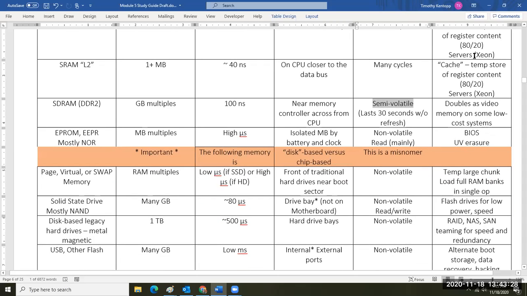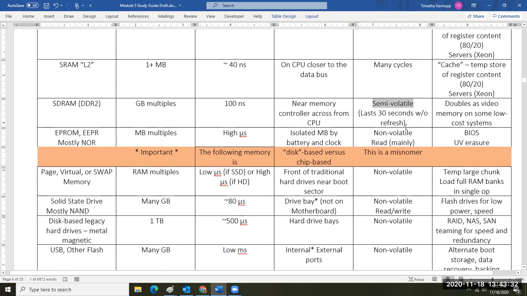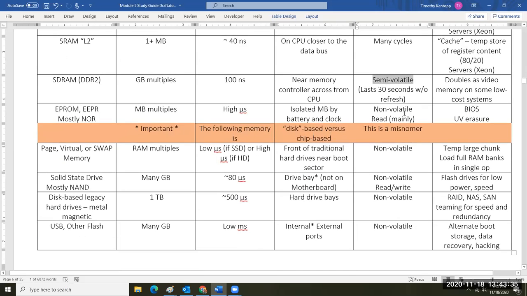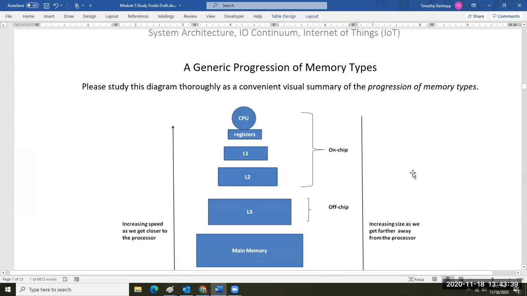Just remember that 80-20 rule, right? So the closer you get to the CPU, the faster it is, the smaller it is, the less distance to the CPU. Here's another diagram. So this is on chip. What they should say is on the package. So I don't like this diagram because technically it's not correct. The registers are on the chip proper.